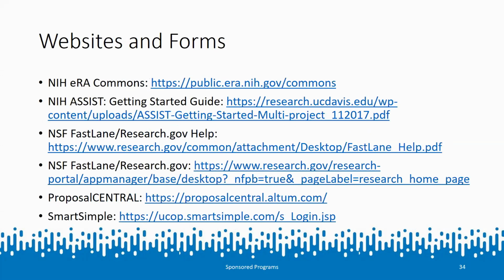These are just links to some of the other systems. You've got NIH ERA Commons and NIH Assist Getting Started Guide. I don't remember if this is a long one or not, but it's really helpful. You've got some NSF Fastlane materials. Apparently, it looks like I put it there. Oh no, this is the help one, and then this is directly to the system. Proposal Central, which is sometimes used. Smart Simple, UCOP uses this when you're applying to UCOP.